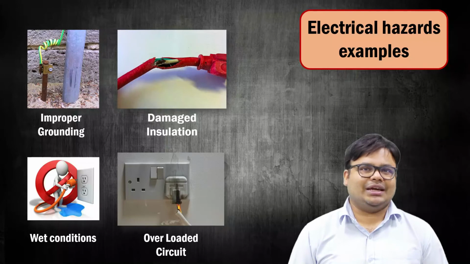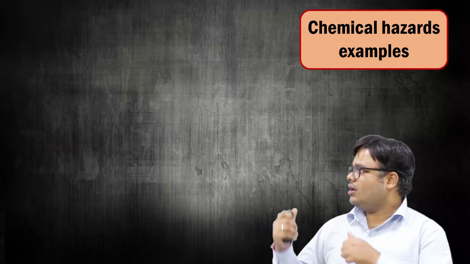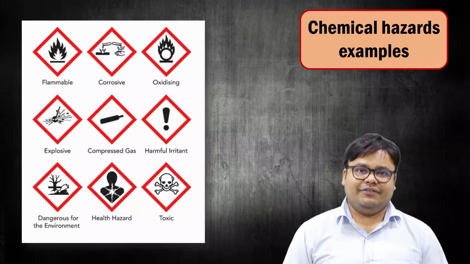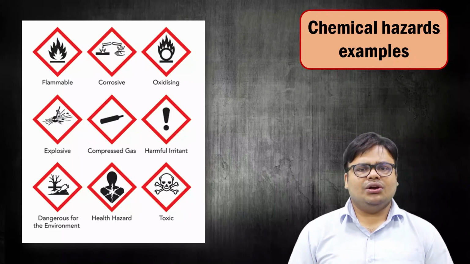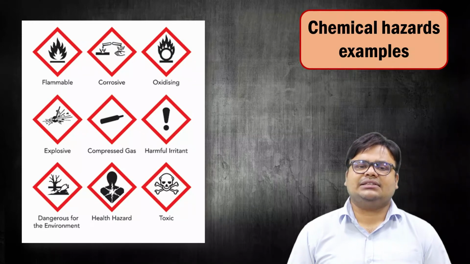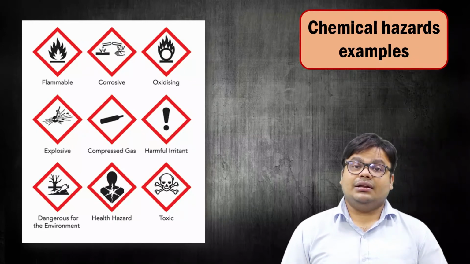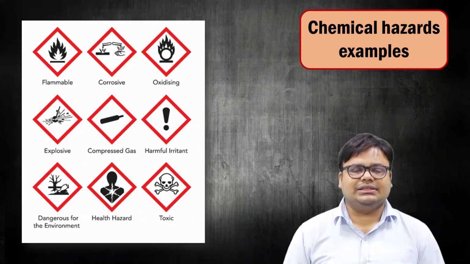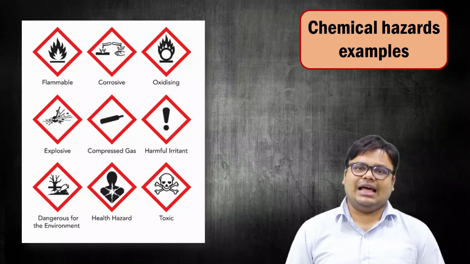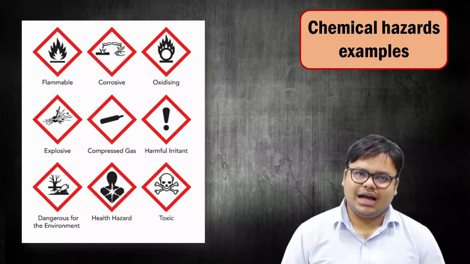Then, moving on to the chemical hazards, in one diagram you can see everything I have mentioned here, and the examples are flammable, corrosive, oxidizing, explosives, compressed gas, harmful irritants, dangerous for the environment, health hazard, and toxic. So these are a few examples of chemical hazards.